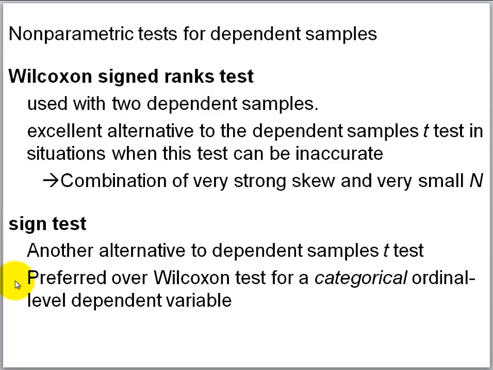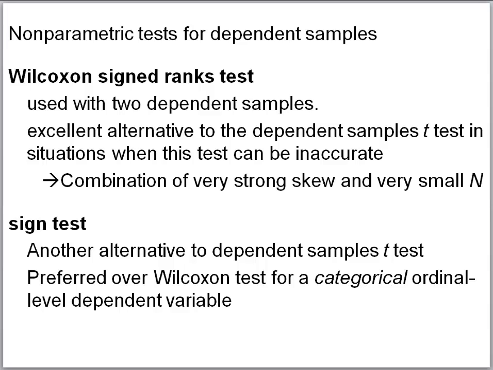So basically, if you had numeric data and it was highly skewed and sample sizes were small, then the Wilcoxon signed ranks test would be the way to go. On the other hand, if you had an ordinal level dependent variable and two groups, you'd go with the sign test. An example might be your dependent variable is rate the class: excellent, good, fair, or poor. And you have two groups rating the class.